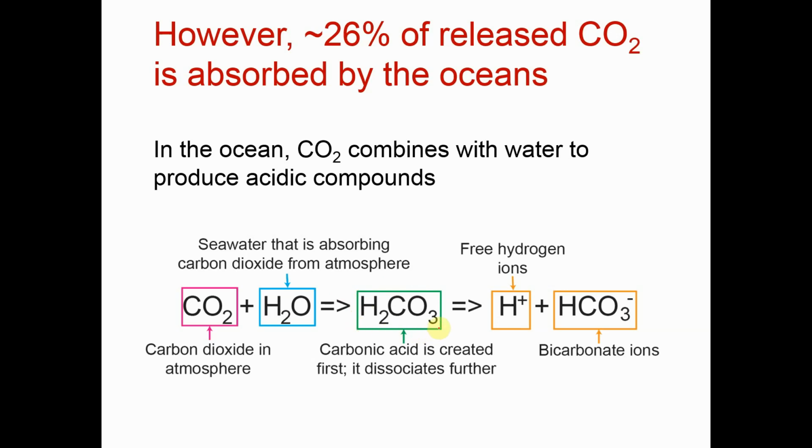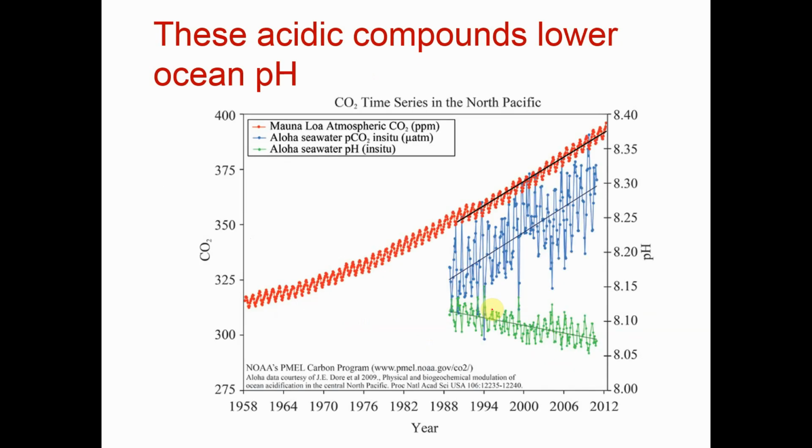However, this compound then dissociates further and we get free hydrogen ions and bicarbonate ions being produced. These free hydrogen ions are what then makes the ocean acidic. They're what lowers ocean pH. And these acidic compounds, when they get into the ocean, do begin to actually lower pH.